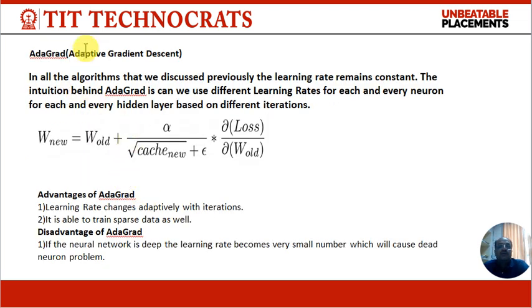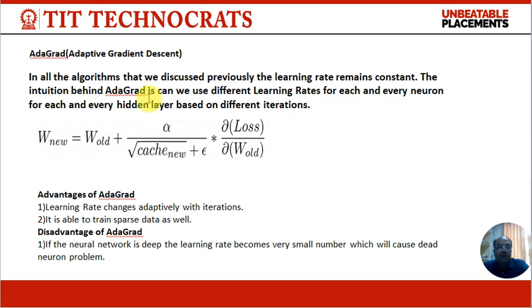Next, I will discuss adaptive gradient descent. In all the algorithms that we discussed previously, the learning rate remains constant. So the intuition behind AdaGrad is that there can be a different learning rate for each and every neuron and for each and every hidden layer.